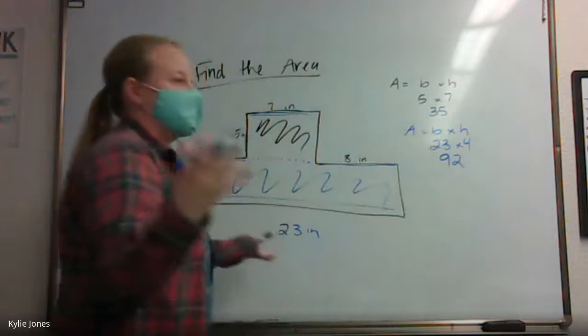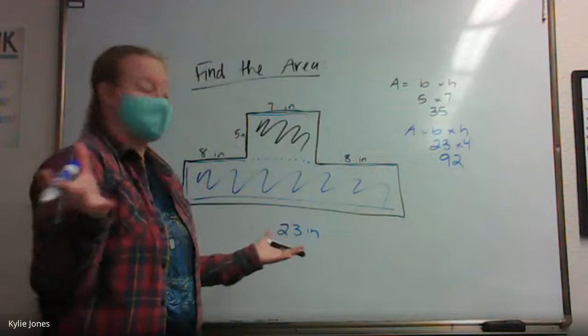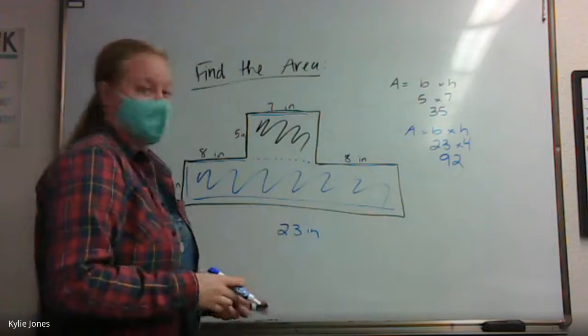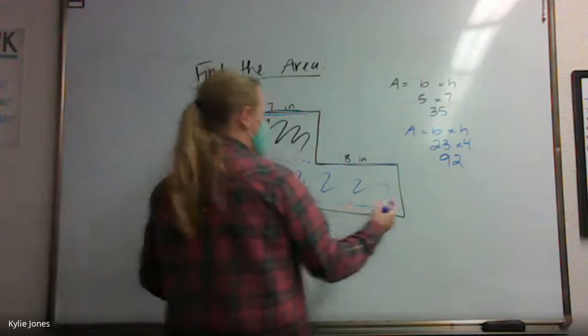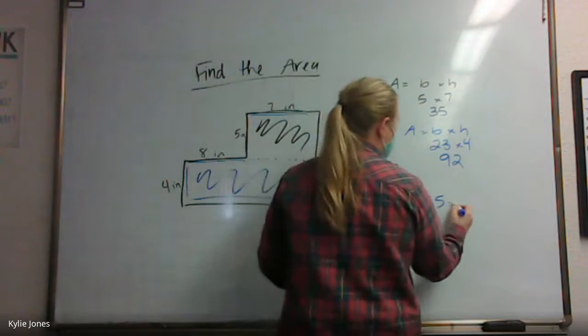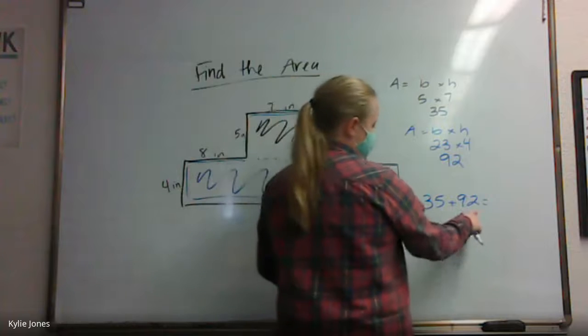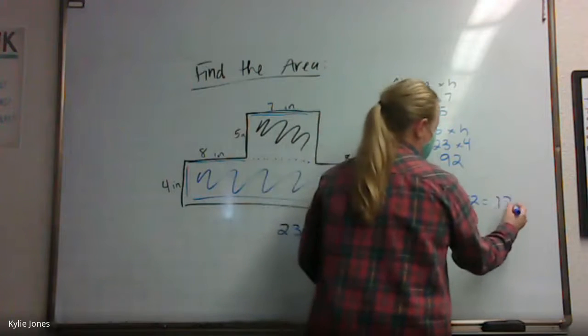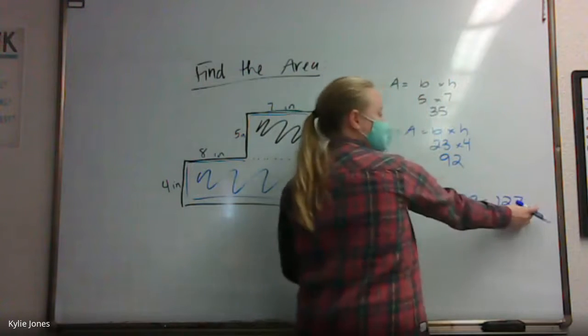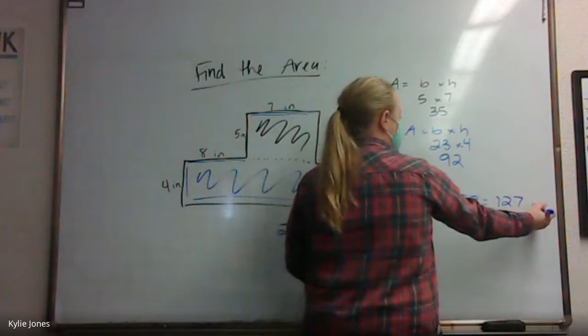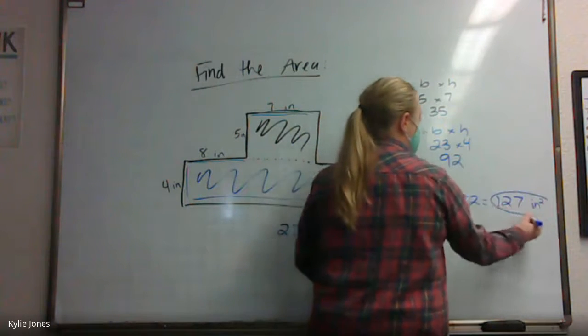Okay, so I have these two areas. Am I done? No, you have to add. Good. We got to add 35 plus 92. So 35 plus 92 is what? 127. Good. 127. What's my units? Don't forget those. Inches squared.